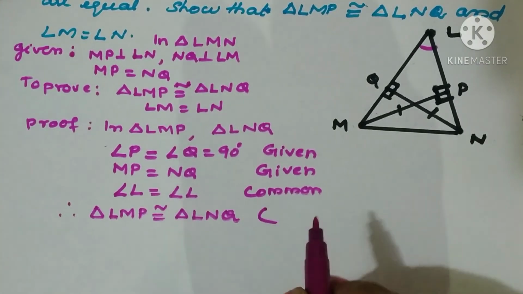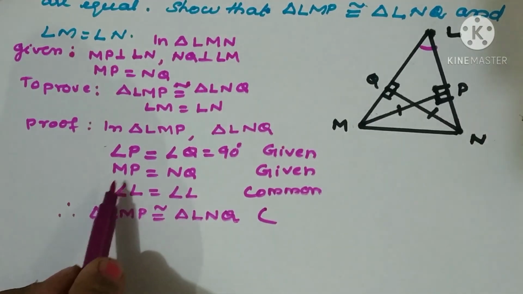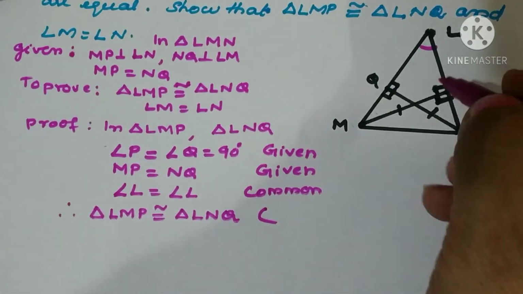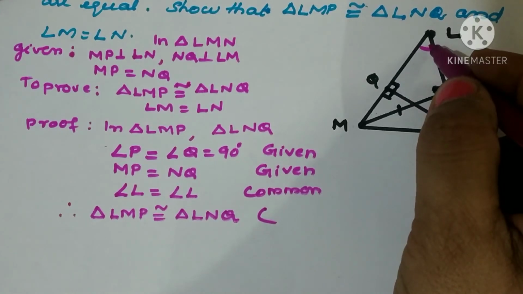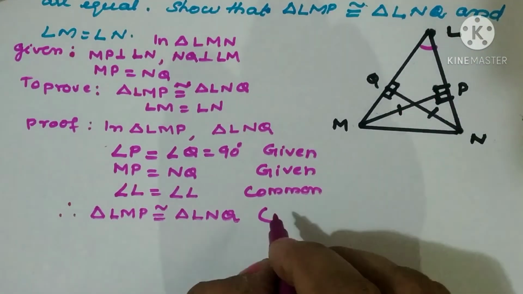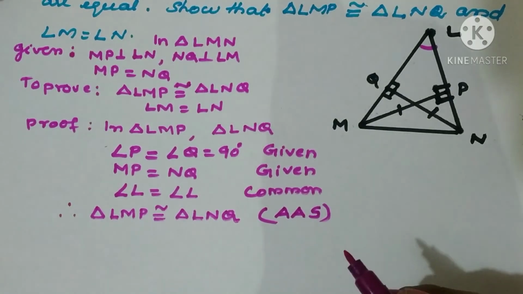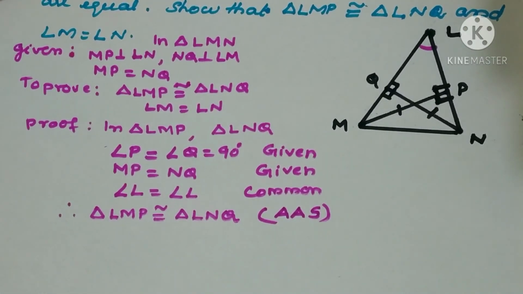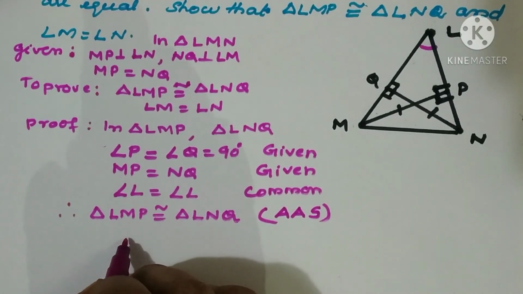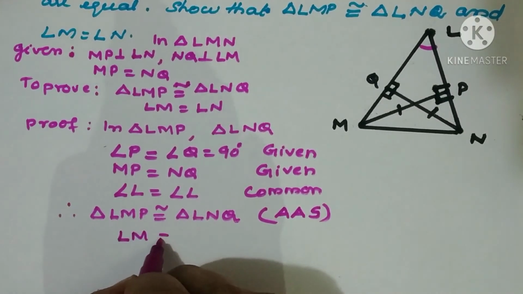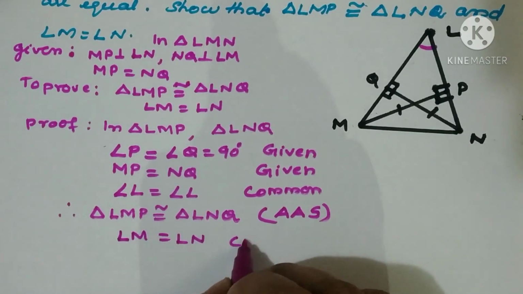What is the criteria now? See, two angles and one side. The first angle is here and the second angle is here. The side is not included. So we must write here AAS. If the side is included, what should we write? ASA, because the side will be included there. Now what is the result of this? LM equal to LN, CPCT.